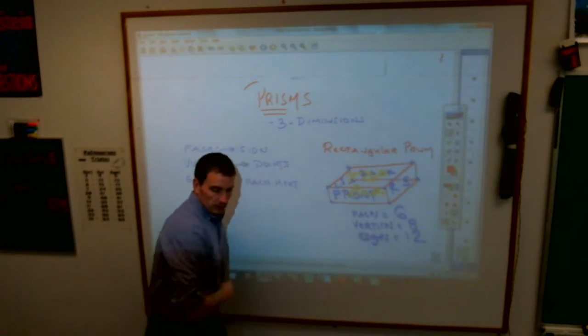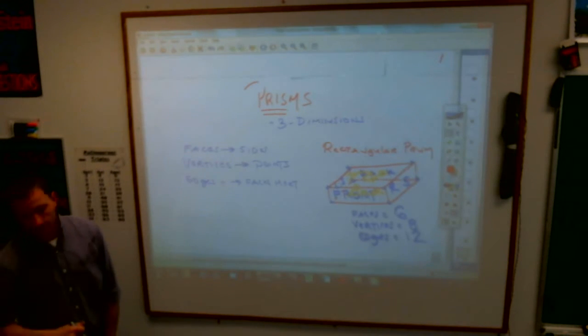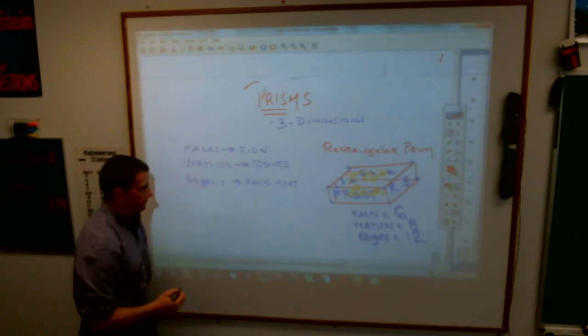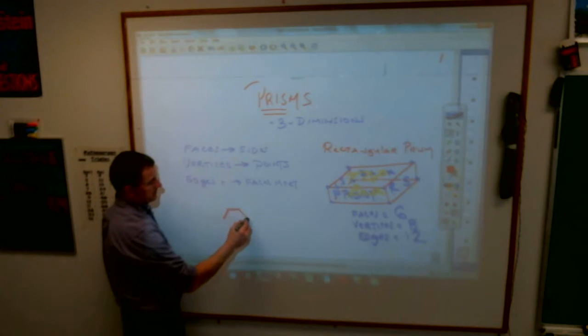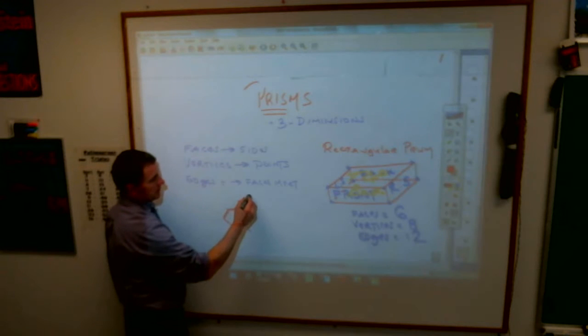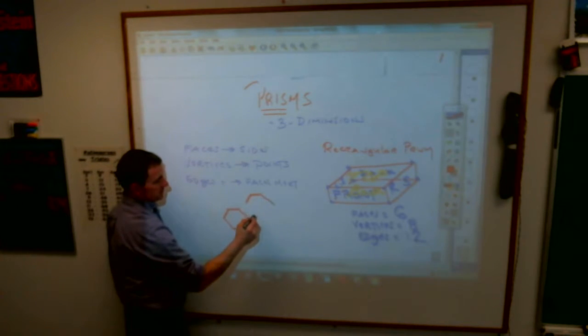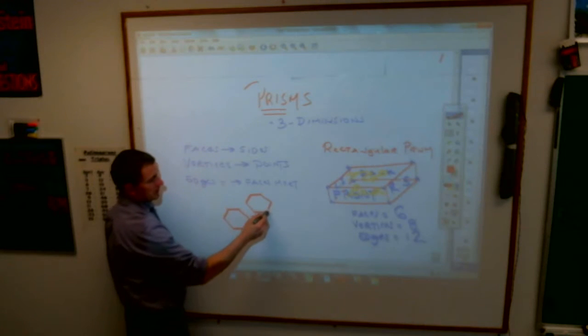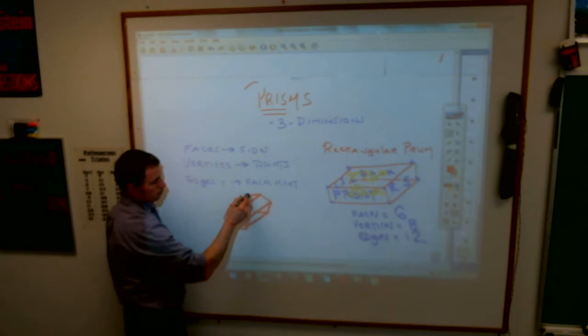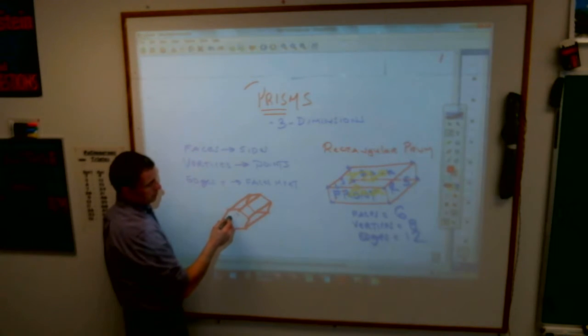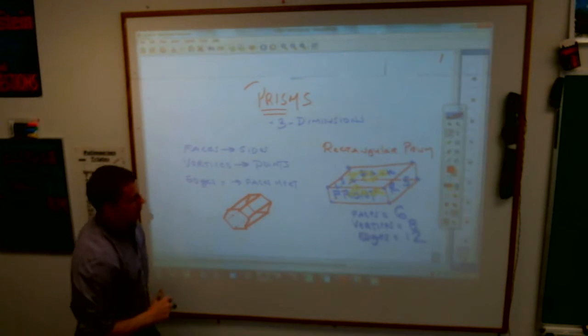No, because let's do this one. Let's do a hexagonal prism. Check this out. Think you can do this? Start with a hexagon. Try drawing another one kind of the same size. Might be a little tough. And then connect those points. Best I can do.